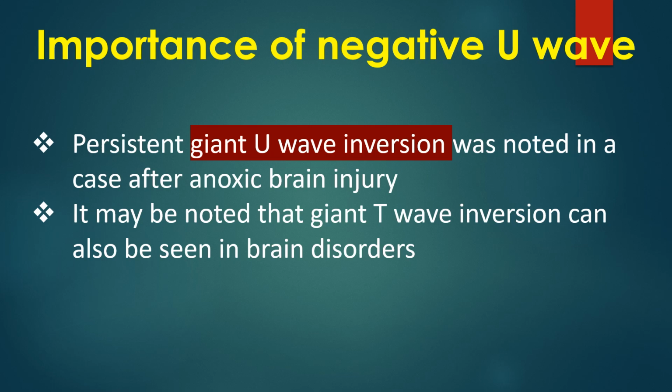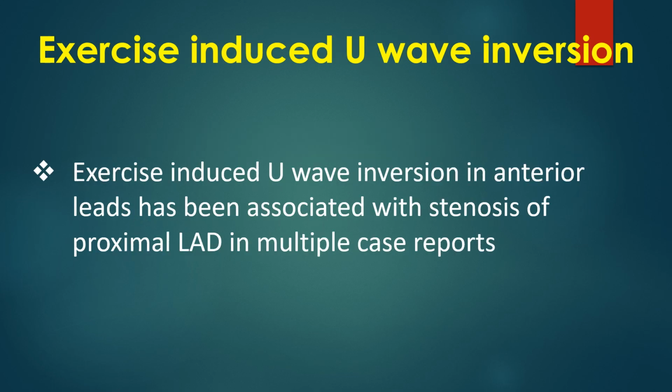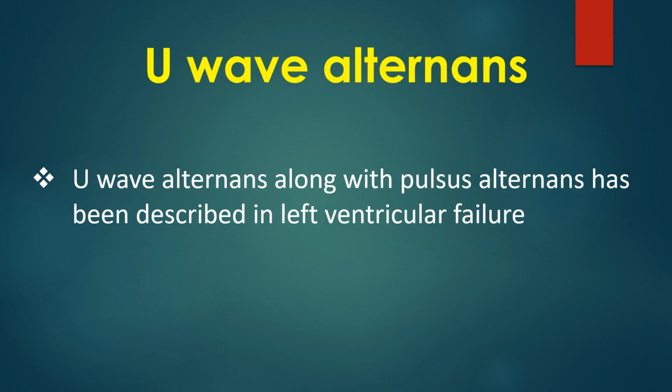Persistent giant U wave inversion was noted in a case after anoxic brain injury. It may be noted that giant T wave inversion can also be seen in brain disorders. Exercise-induced U wave inversion in anterior leads has been associated with stenosis of proximal left anterior descending coronary artery in multiple case reports. U wave alternans along with pulsus alternans has been described in left ventricular failure.